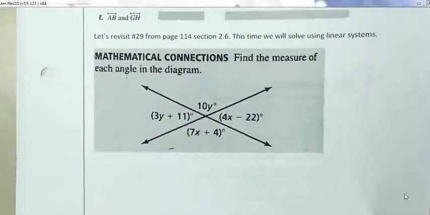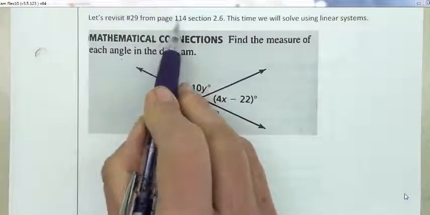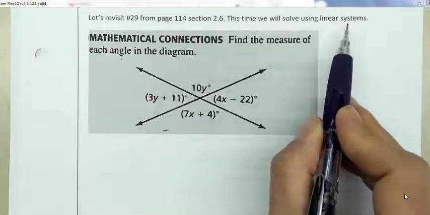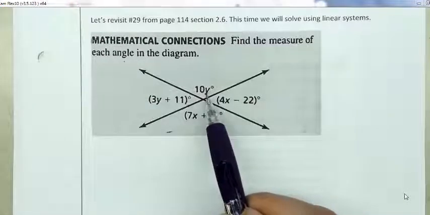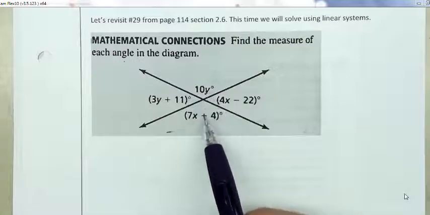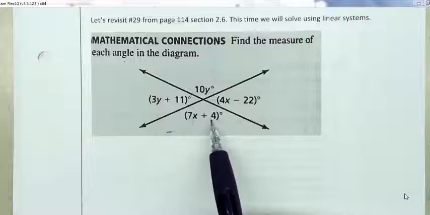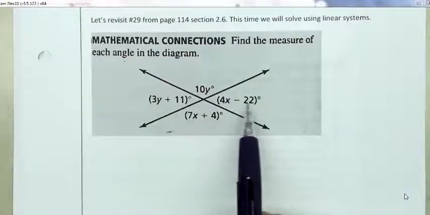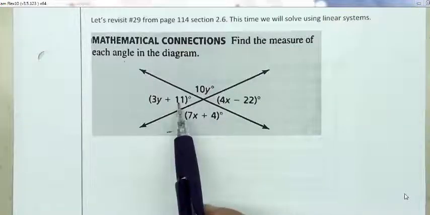Now we're going to revisit a problem. We're going to revisit number 29 from page 114, section 2.6. And this time we're going to solve this using linear systems. In some of the classes, we went through and we talked about how we had pairs of vertical angles here. And we knew that vertical angles were congruent, right? So 10y and 7x plus 4, those would equal each other. And then 3y plus 11 and 4x minus 22, those would also be congruent, or their measures would be equal to each other.